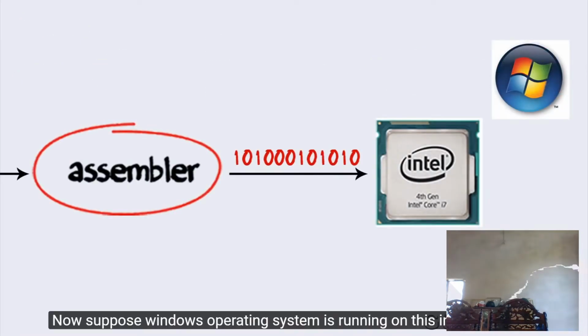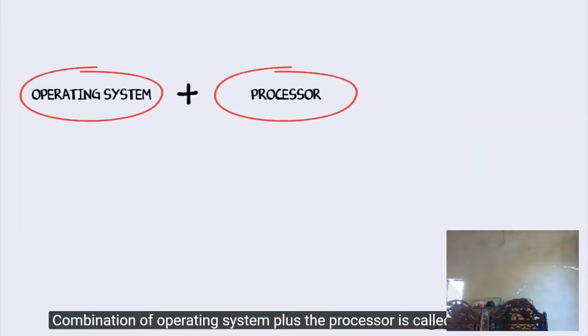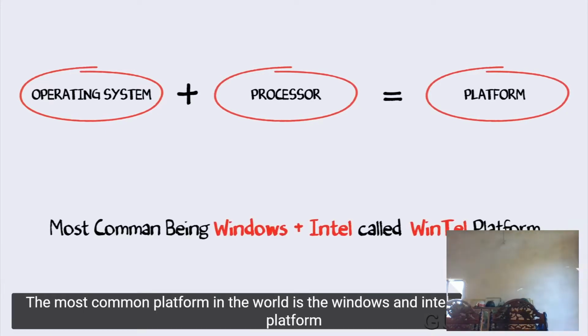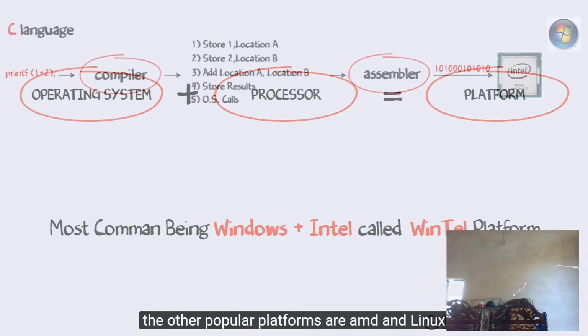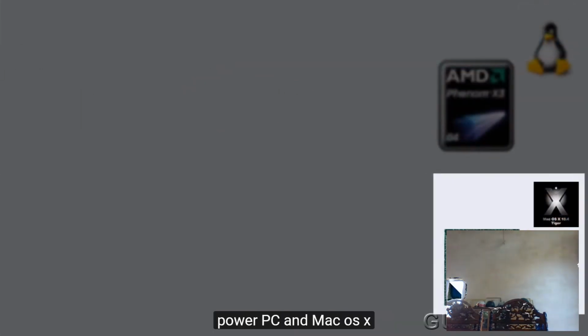Now, suppose the Windows operating system is running on this Intel processor. The combination of operating system plus the processor is called the platform. The most common platform in the world is Windows and Intel, called the Wintel platform. The other popular platforms are AMD and Linux, PowerPC, and Mac OS X.